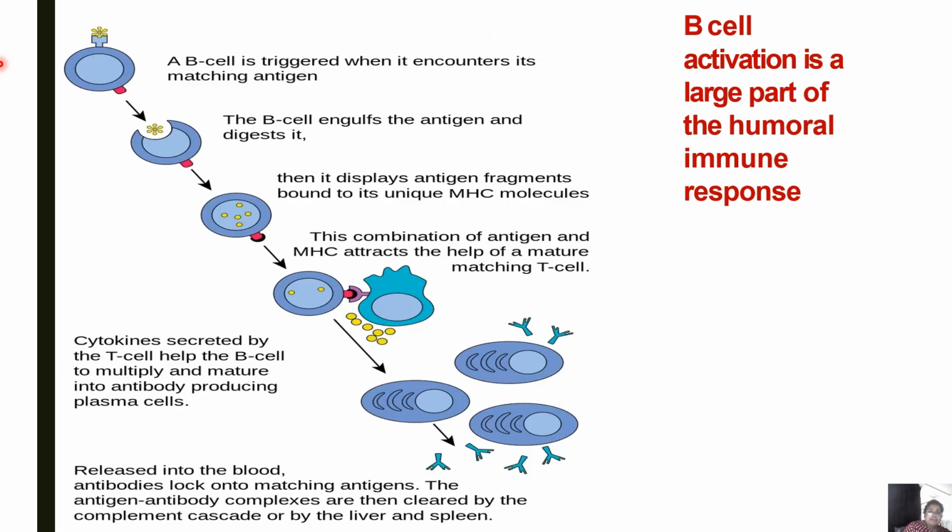Now, B cell activation is a large part of the humoral immune response. So, a B cell is triggered when it encounters its matching antigen. The B cell engulfs the antigen and digests it. Then it displays antigen fragments bound to its unique MHC molecules. This combination of antigen and MHC attracts the help of a mature matching T cell. Now, cytokines secreted by the T cell help the B cell to multiply and mature into antibody producing plasma cells.